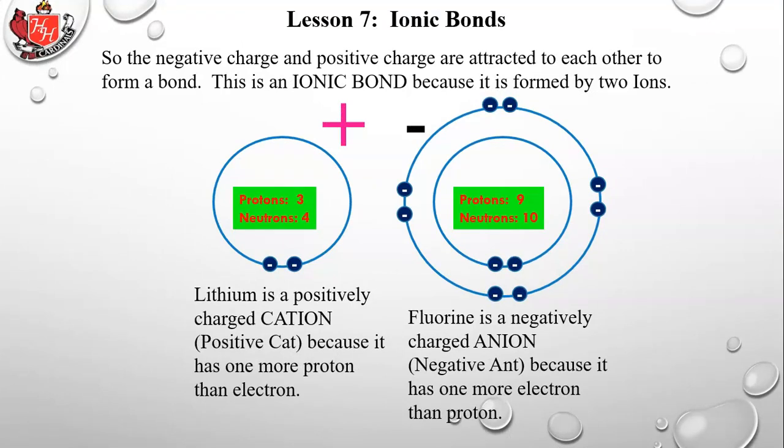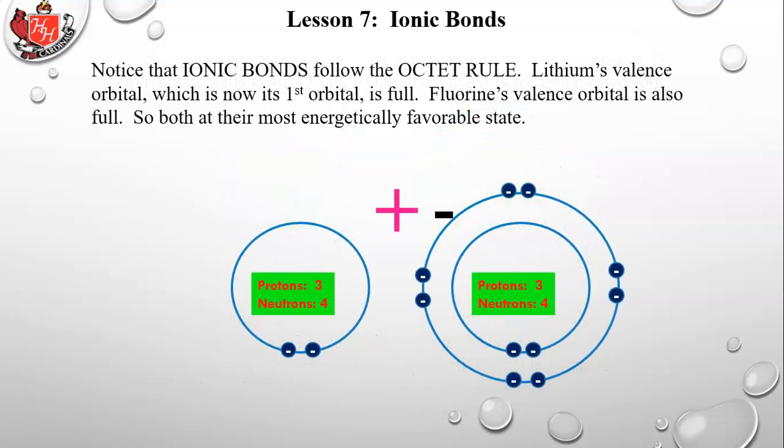So the negative charge and positive charge are attracted to each other to form a bond. This is an ionic bond because it is formed by two ions. So lithium is a positively charged cation, positive cat, because it has one more proton than electron. Fluorine is a negatively charged anion, negative ant, because it has one more electron than proton.